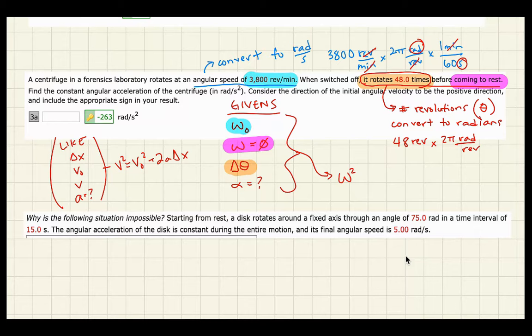So that'd be omega squared equals omega naught squared plus 2 times alpha times delta theta, and then solving for alpha. So alpha would equal omega squared minus omega naught squared, divided by 2 delta theta, right? And again, I'm given these values, so then it's just a matter of substituting and solving.